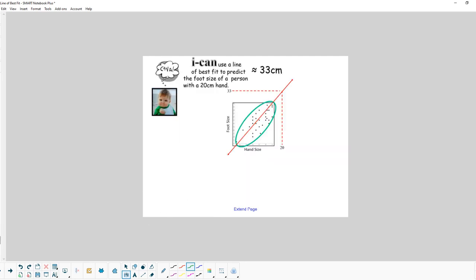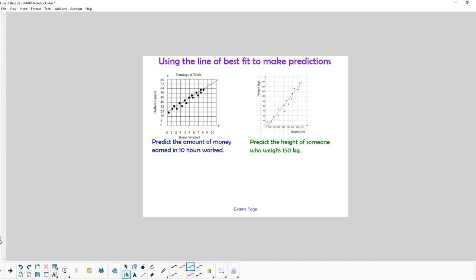Okay, I can use a line of best fit to predict the foot size of a person with a 20 centimeter hand. So if I look at the hand, you notice if I extend the line of best fit above my graph far enough, I can find out if a person has a 20 centimeter hand, that they're going to have a 33 centimeter foot size. So kind of crazy, huh? All right, so you can use lines of best fit to make predictions, and it's kind of easy how to do it.